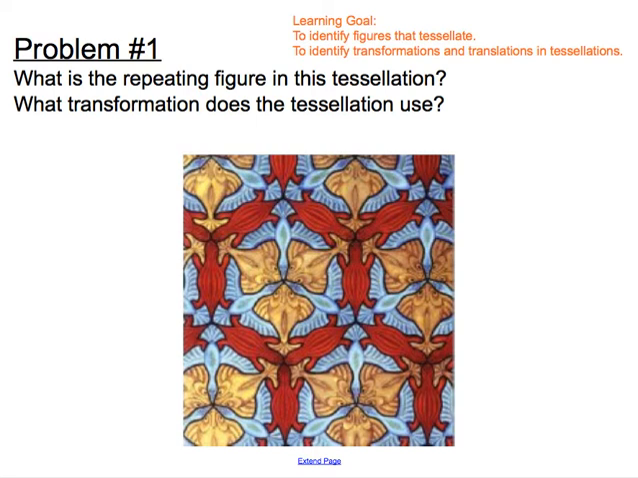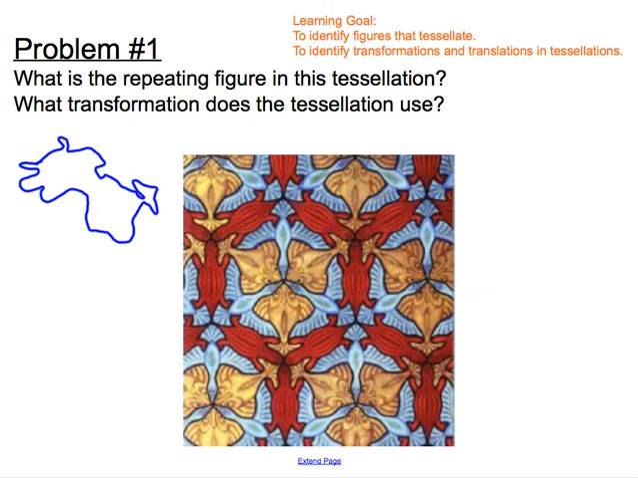Now the repeating figure in this tessellation is actually going to incorporate several different pieces. We can see that if we have one turtle and we attach to that one bird and we attach to that one fish, we can actually tile the entire plane using these three shapes. So this is a very complex answer to this question. We can tessellate the entire plane using a tile that looks something like this.